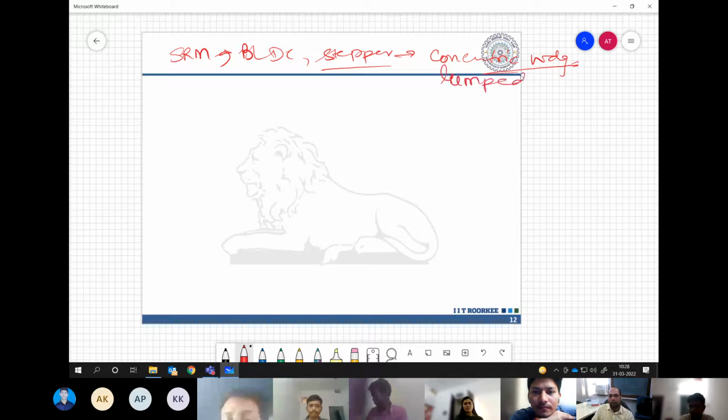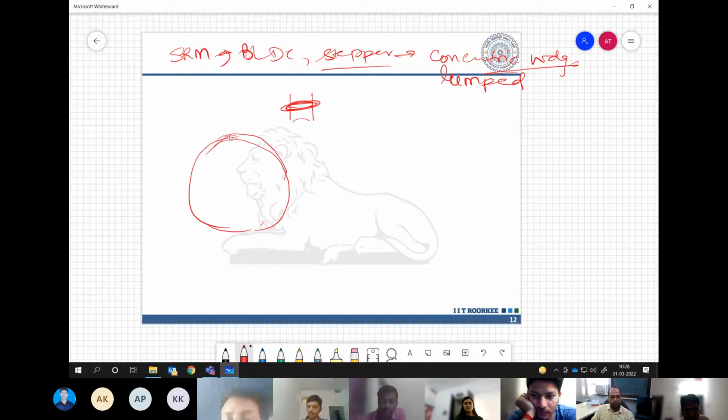So they have pole which is basically having saliency and the winding is kept around that. This is one class of motor. Another class of motor what we know is basically where instead of having pole projections on the stator, we will have distributed winding which will be forming the pole in a little bit distributed manner.